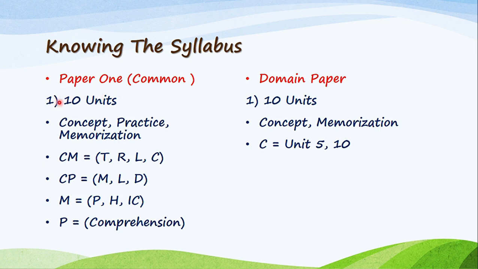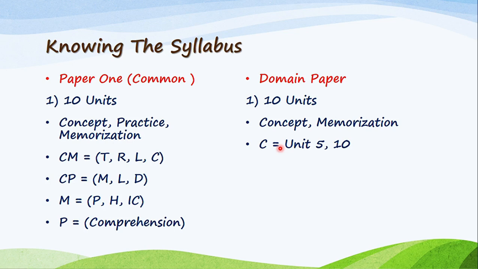I just briefly talked about paper 1, and I'm going to paper 2, the domain paper. There are 10 units as well. There are also some topics based on concepts and memorization. Especially most of the topics from the domain paper in Arabic are based on memorization, except unit 5 and 10. Unit 5 is totally based on concepts, so we have to make our concepts clear, because that is the part of unit 5, rhetoric.